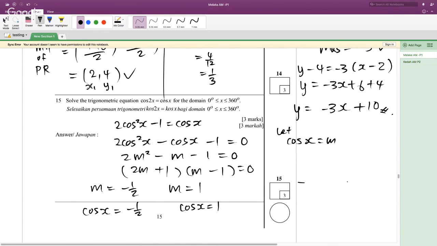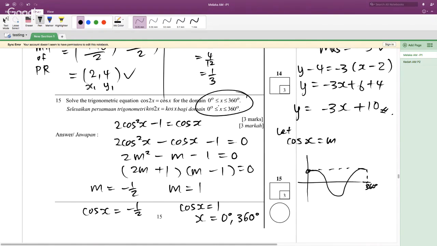Because of the cos graph, if you understand the cos graph, you can solve things quite fast. But if you don't, then you can do it manually. Cos equals 1 at 0 degree and 360 degree. So x equals 0 and 360. I will include 0 and 360 because of this range. This range has the equal sign there, which means you can include 0 and 360. If the question gives you the range looking like this, then you have to reject both of these answers. But in this case, you can include them because you have the equal sign here.